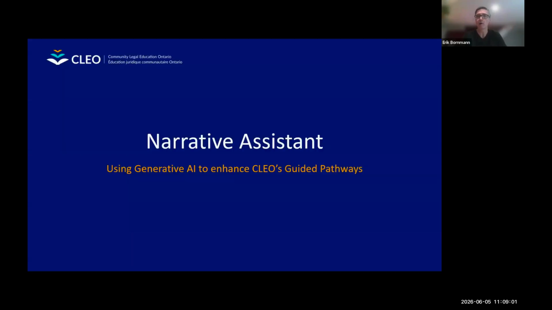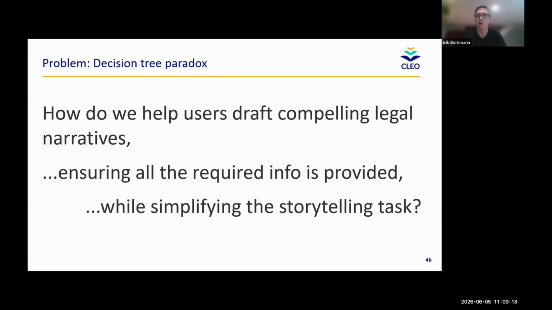This brings us to our second AI project, the Narrative Assistant. That's an AI tool that helps self-represented litigants with drafting legal narratives. And notwithstanding all the benefits of the current guided pathway approach, the decision tree tools, this work started with a problem, what I'll call our decision tree paradox. That's the very question and answer process of decision tree tools that ensure the user provides the information that's critical for them to make their case, can also detract from the narrative flow of their stories.